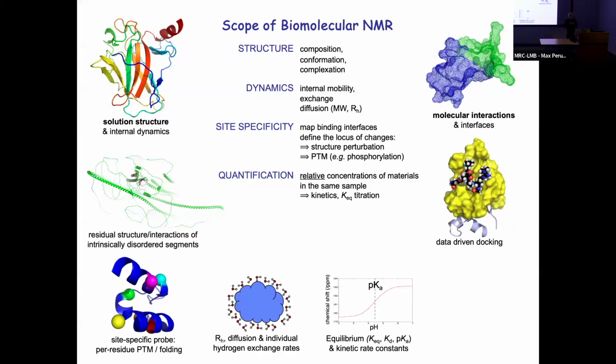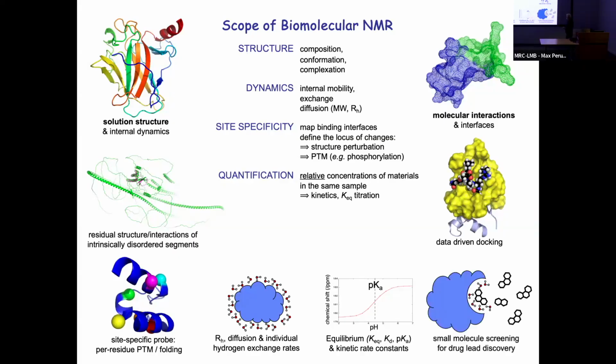NMR is quantitative, so we can use the data we acquire to measure physical constants with very high accuracy and on specific sites. So we could look at a specific glutamate residue, for example, and look at what pH does, or what is the pKa of that specific residue in the context of all of the rest of the protein as well. We can pull out with high resolution.